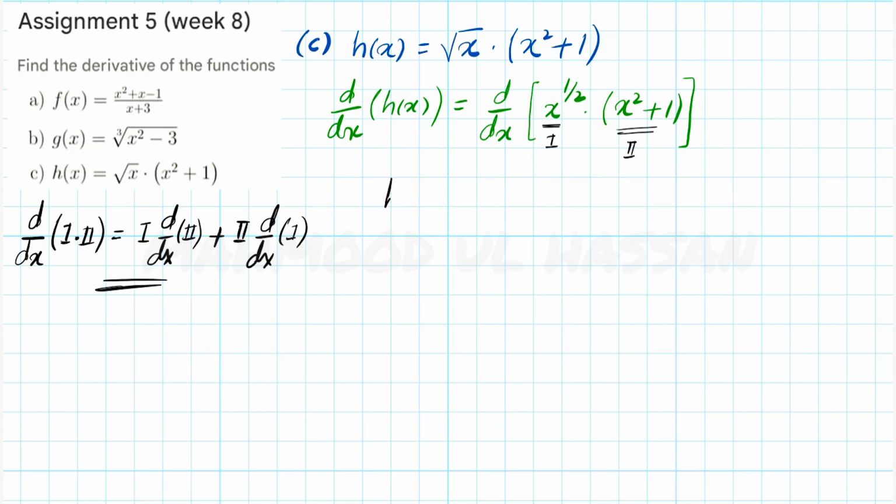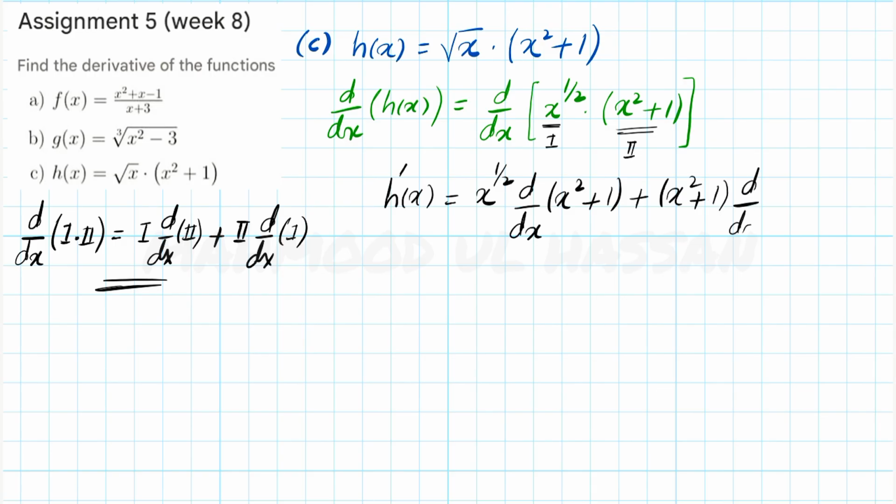So on the left side, that can be written as h prime of x is equal, and on the right side, we will keep x to the power 1 by 2 as it is, and we are going to take the derivative of the second function, and that is x squared plus 1. And then plus we will keep the second function as it is, that is x squared plus 1, and we will take the derivative of the first function, that is x to the power 1 by 2.